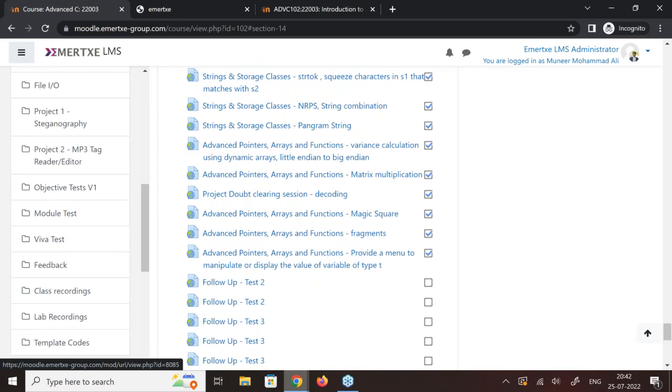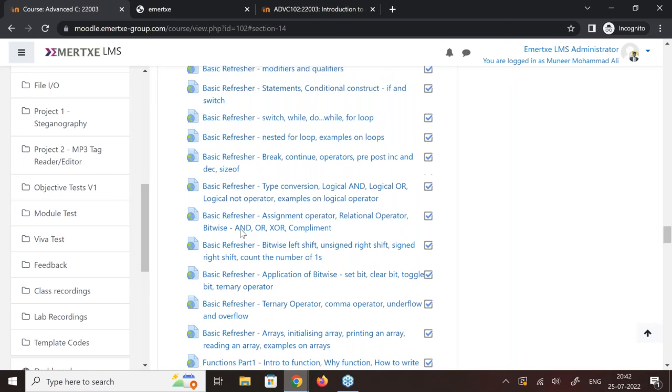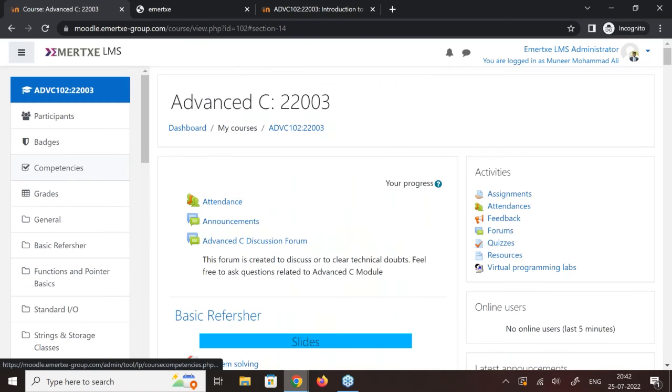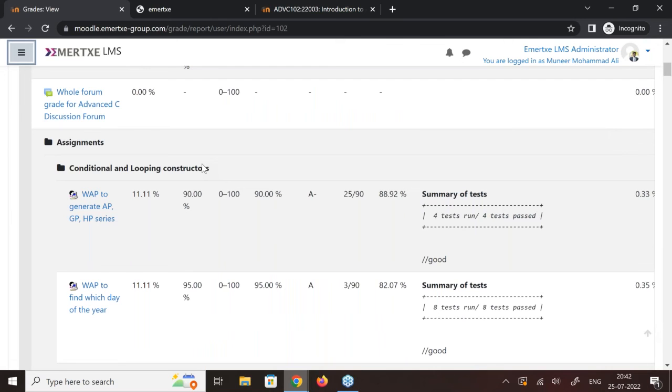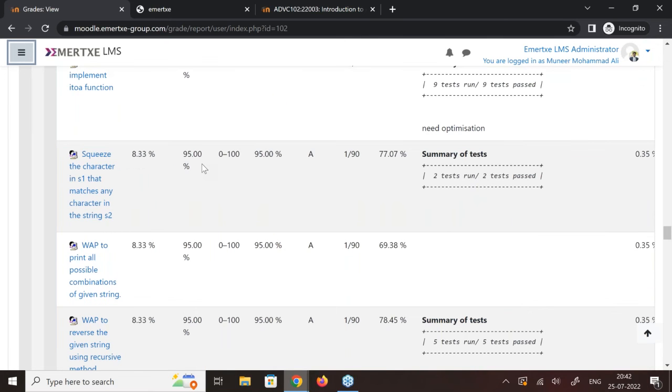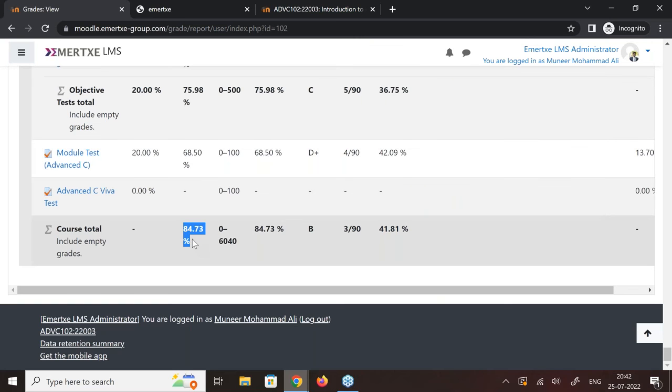This is how the LMS portal looks, and eventually you'll also come to know where you stand in terms of your progress. If you click on grades, right, you can see here. This particular student has done a lot of activities, and at the end you can also see the final score. For example, he scored around 84%, which is good. Okay, so just to share a brief overview of what the LMS looks like.